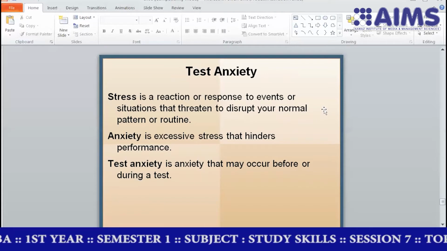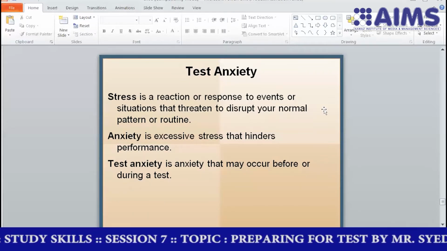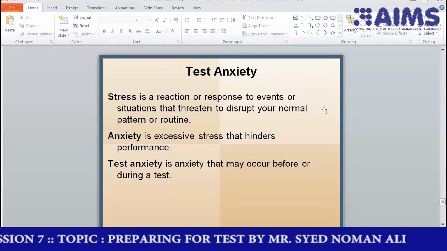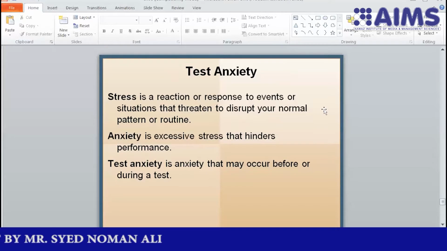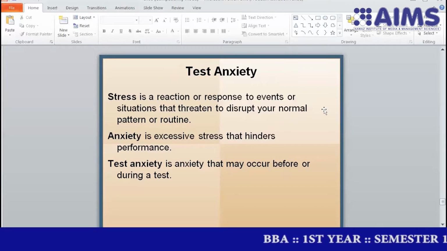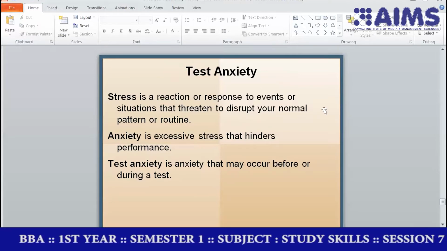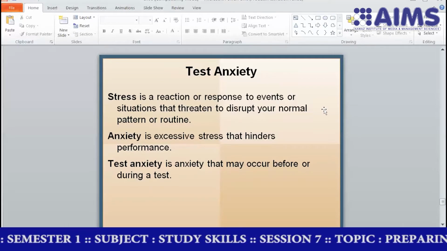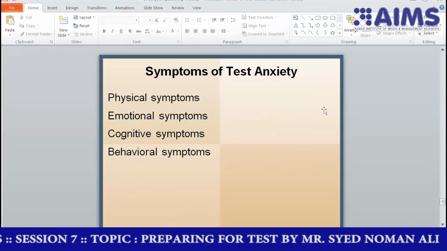Stress is basically a situation where your expectations and demands do not match up with the available resources, or even where the situation is threatening and disrupts your normal pattern or routine. And what about anxiety? Anxiety is a stressful situation that creates hurdles and obstacles in your performance. Test anxiety may occur before or during a test. Most students have test anxiety.